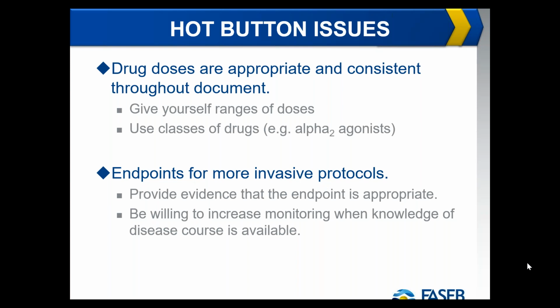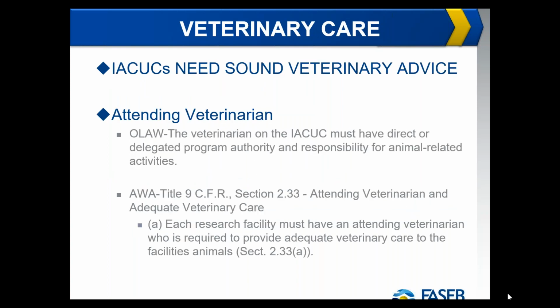And as I mentioned earlier, be willing to increase the monitoring of the animals if you have knowledge of the disease course. So if you know that the disease is becoming very serious at day 10, you would want to propose that you increase the monitoring of the animal at maybe day 8 or 9, so that you can catch that animal when its welfare is most compromised. Next slide, please.